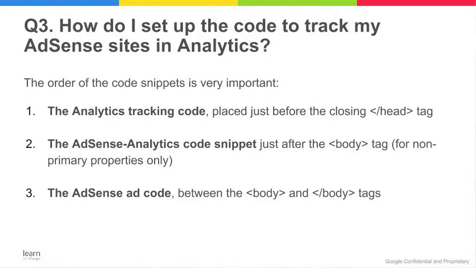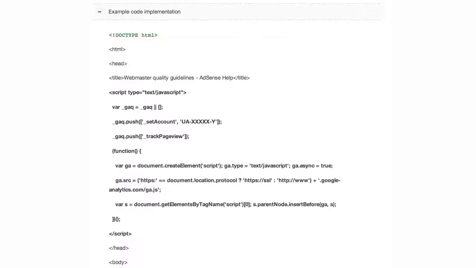That's so easy. Okay. And how do I set up the code to track my AdSense sites in Analytics? So the order of code snippets is important, especially if you are tracking multiple domains, if you are monetizing multiple domains in AdSense and you want to track them in GA as well. If you have multiple domains that you monetize, one of these domains is your primary domain. In this case, no code changes are needed.